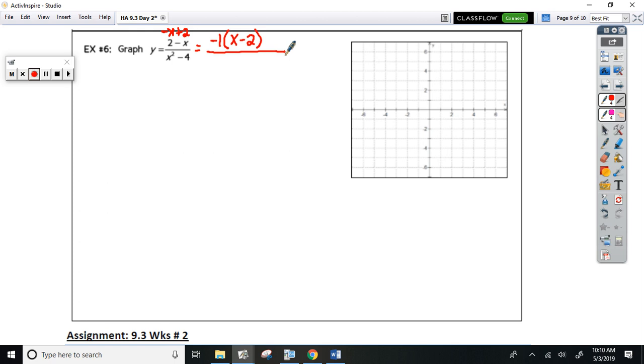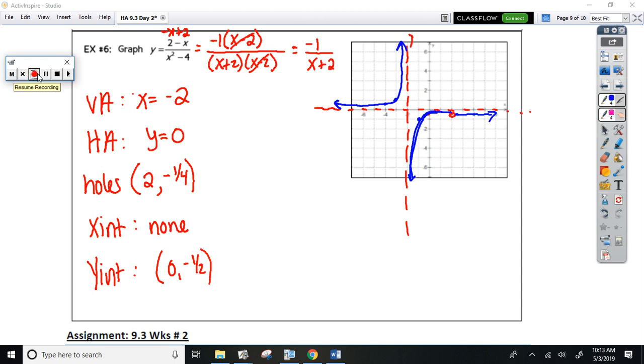I want you to finish the problem, factor the denominator, find out what the vertical asymptote is, the horizontal asymptote, if there's any holes, find the x-intercept, the y-intercept, and graph. And then do make sure, guys, that I do clearly see your hole. Make sure that you have an open circle.